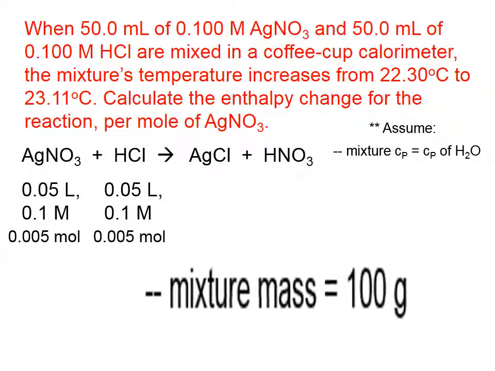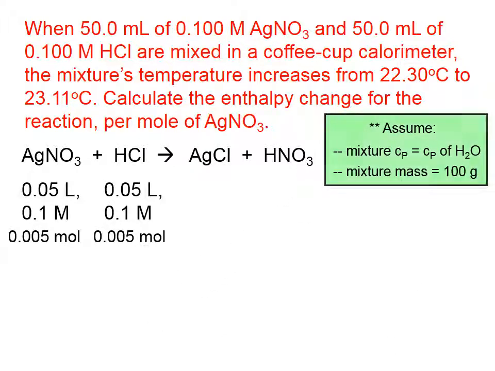The other assumption we're going to make is that the mixture's mass is 100 grams, and that's because we have, if you look at the top of the screen, 50 milliliters of this solution and 50 milliliters of this very dilute solution, and we have memorized that the density of water is 1 gram per milliliter. So if we have 50 milliliters and another 50 milliliters of stuff that is almost completely water, then we have a total mass of 100 grams.